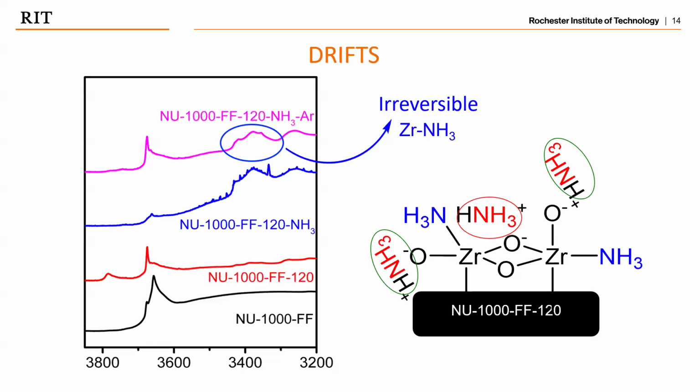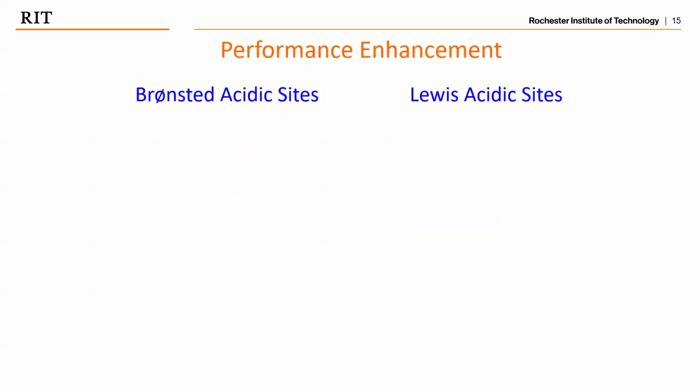Here the ammonia interacts with the node, and the two types of open metal sites can interact with ammonia by this coordination, and this proton can donate to ammonia to get NH4 plus. But this one is reversible and this one is irreversible, because this is relatively weak and this is relatively strong.